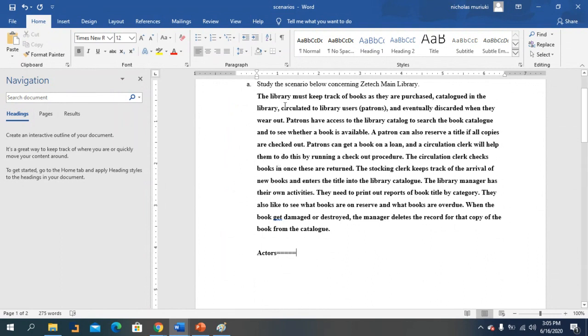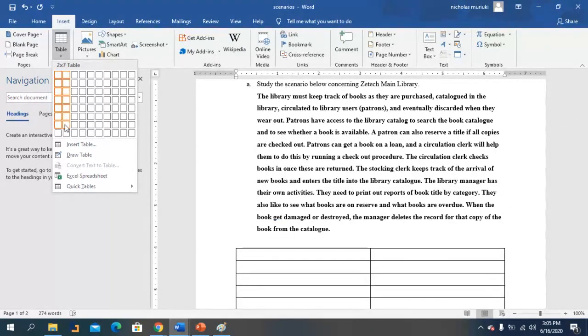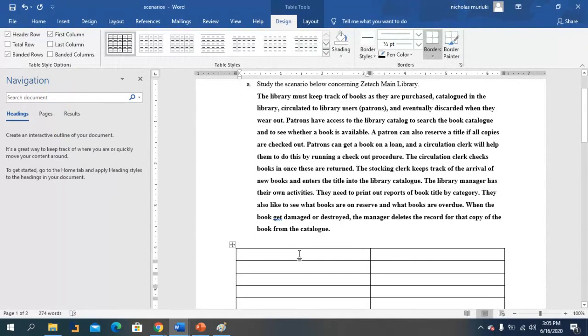The library must keep track of the books. Read slowly. We can define this as an actor, and maybe I can use a table. Allow me to use a table if you don't mind. This one, I call it an actor. First of all, you start by drawing a scenario in a design. Then we can look at use cases.